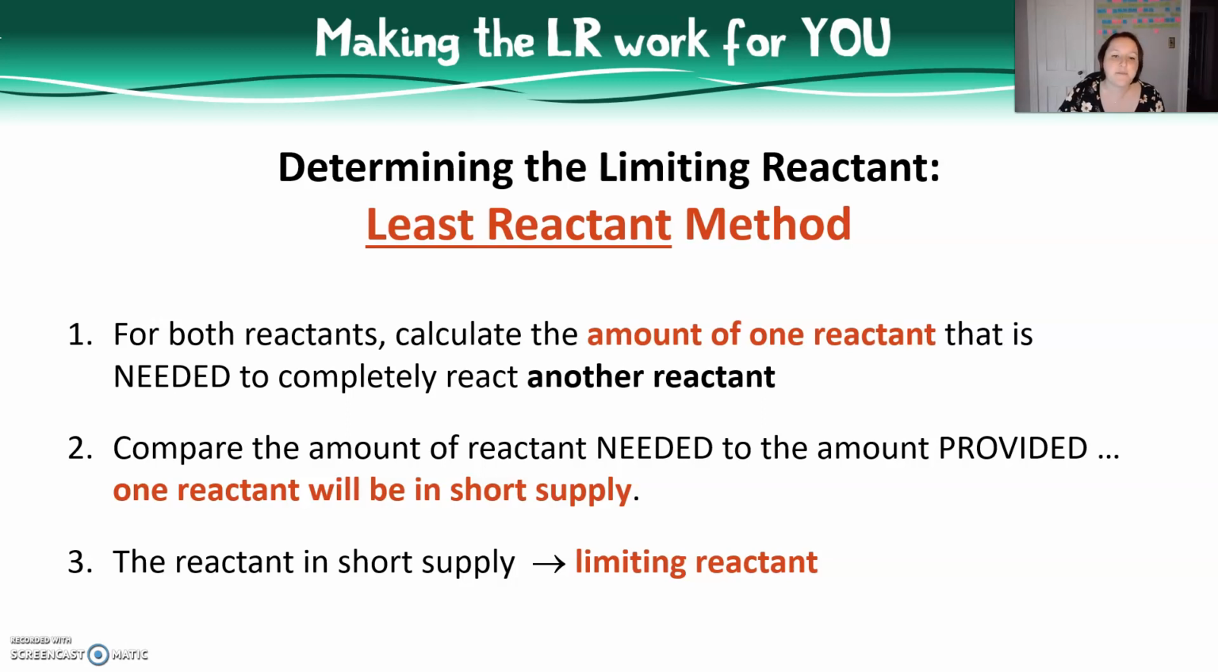However, if one of these approaches makes more sense to you than the other, then just stick with learning one approach. The first approach is called the least reactant method, and it involves calculating the amount of one reactant that is needed to fully react another reactant. We then compare the amount of reactant that is needed to the amount that is provided, and the reactant that is in short supply will be your limiting reactant.